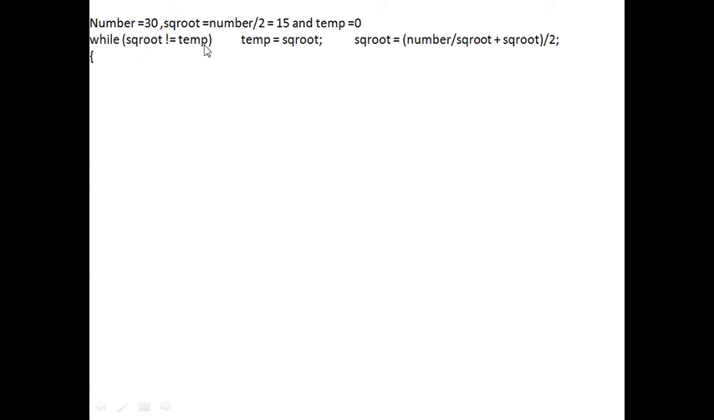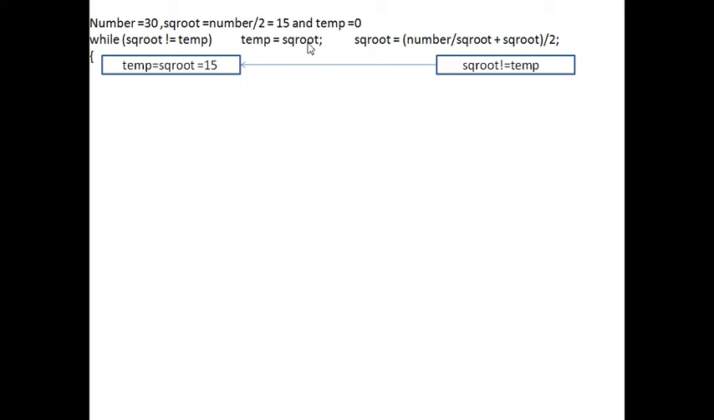Square root is not equal to temp. Yes. Now this is not equal to temp, so it will enter the while loop. In the while loop, the next step is temp is equal to square root. That means both are 15.